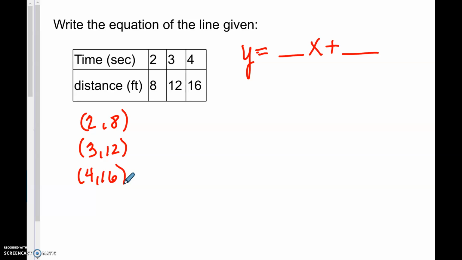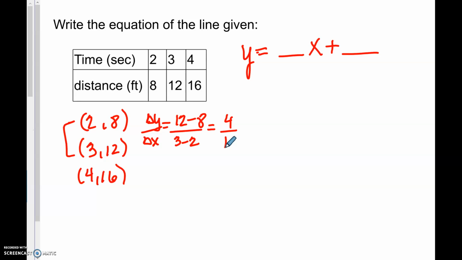Okay, so how many ordered pairs do I need to find slope? Yes, I only need 2. So I am just going to use these first 2. Okay, so remember, like we talked about before, y goes on top. So we have 12 minus 8, and on the bottom we have 3 minus 2. So 12 minus 8 is 4, and 3 minus 2 is 1.